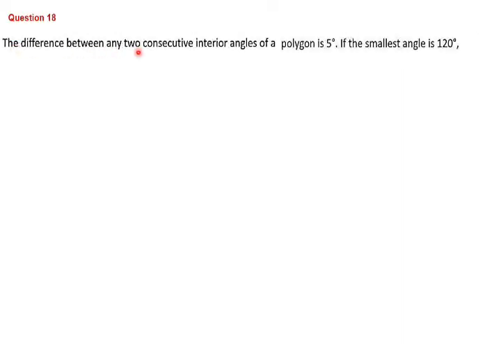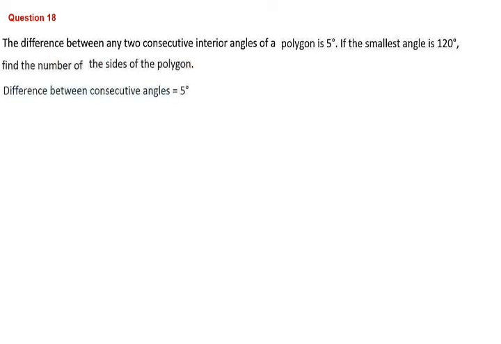The difference between any two consecutive interior angles of a polygon is 5 degrees. The smallest angle is 120 degrees. Find the number of sides of the polygon. Here the difference between any two consecutive interior angles is 5 degrees, the smallest angle is 120 degrees, and we must find the number of sides of the polygon. So the difference between consecutive angles is 5 degrees and the smallest angle is 120. So the second smallest angle will be how much?